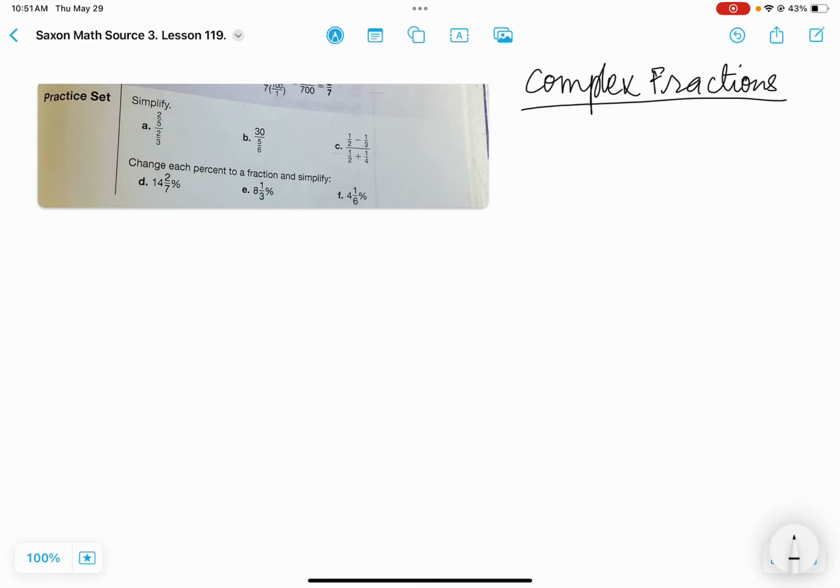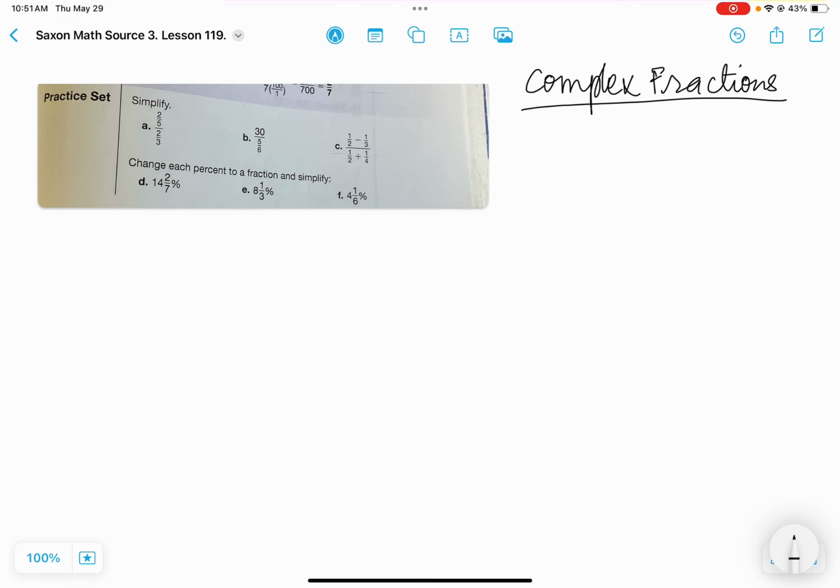Welcome back, everyone. Today we are going to solve Saxon Math Course 3, Lesson 119, the complete practice set. Lesson 119 talks about complex fractions, and we are given a set of complex fractions here, and we are going to solve them.